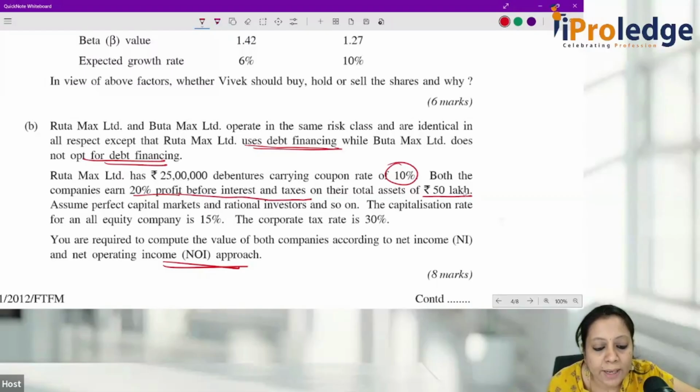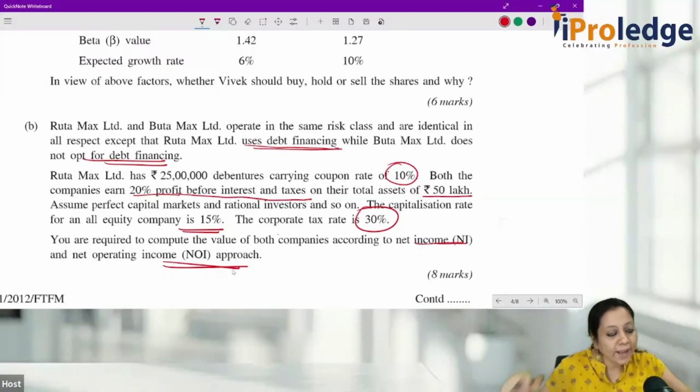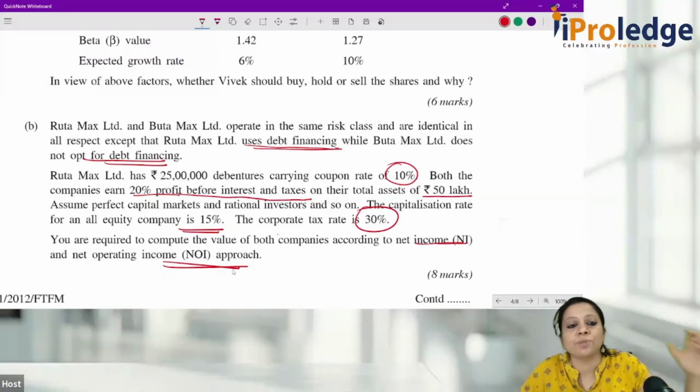Okay. Assume perfect capital markets and rational investors and so on. The capitalization rate is going to be 15%. Tax rate is 30%. You're required to find out the value of both the companies according to the net income approach and the net operating income approach. This is why I was insisting that we should do this problem.